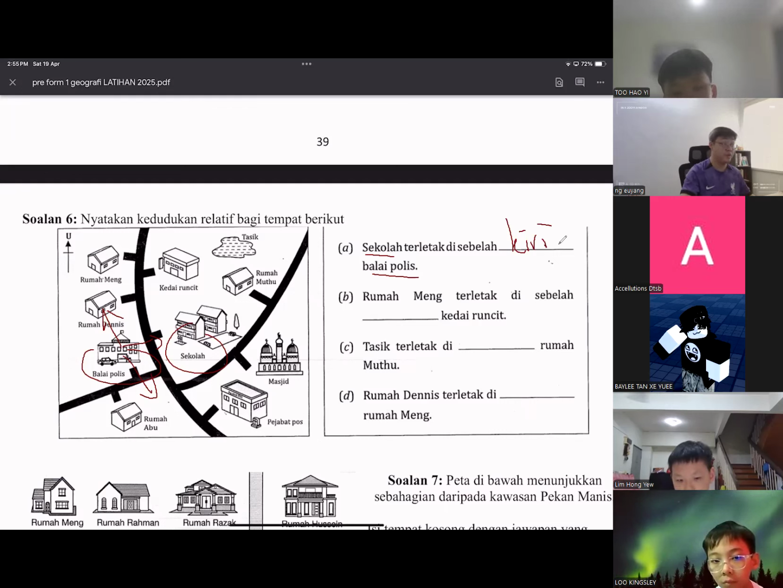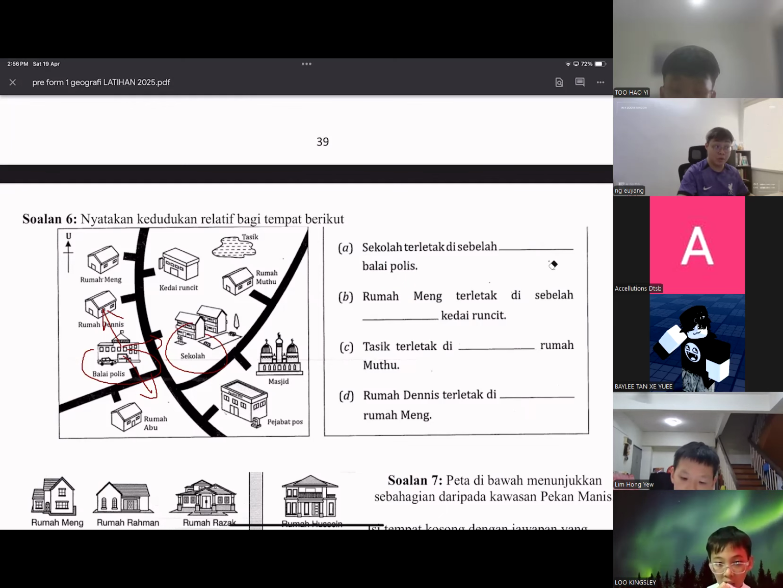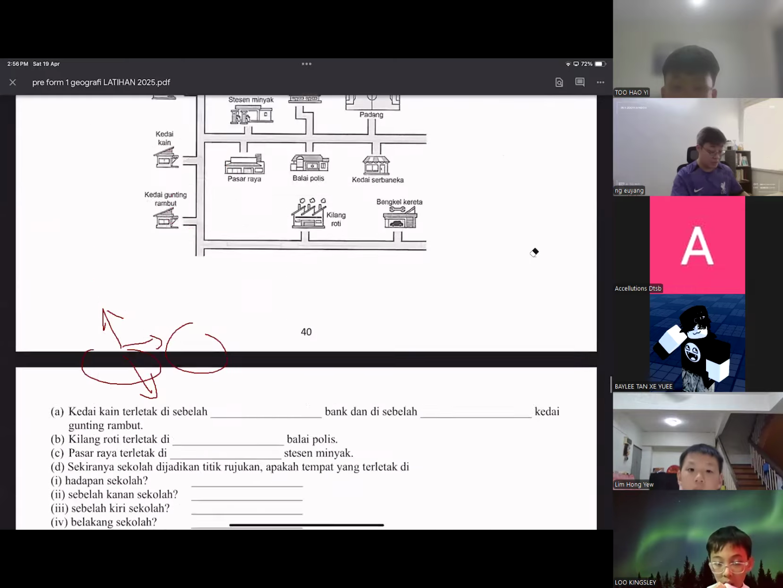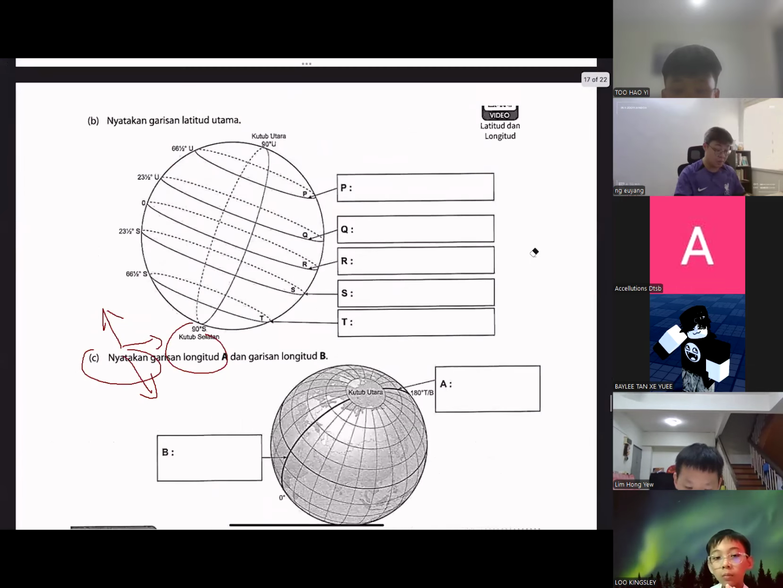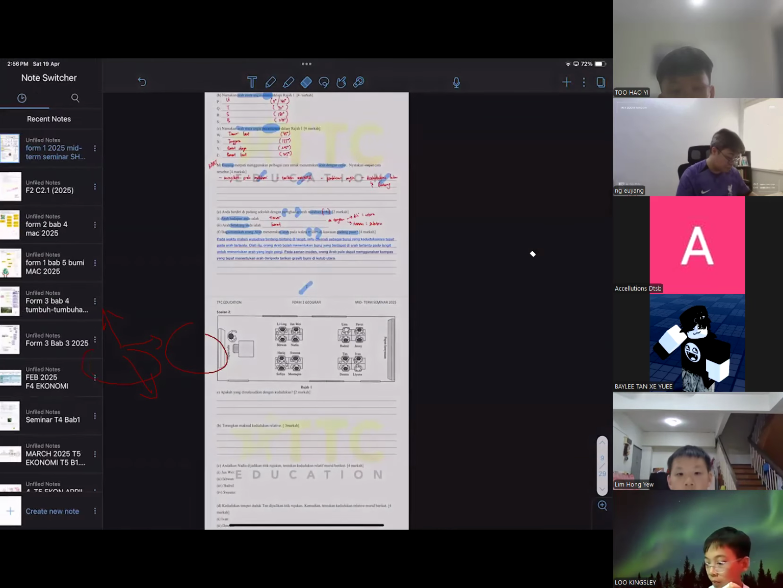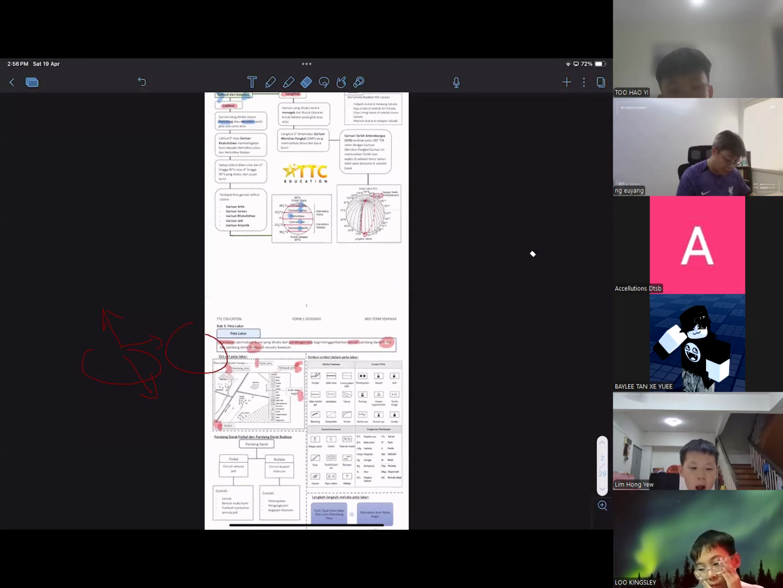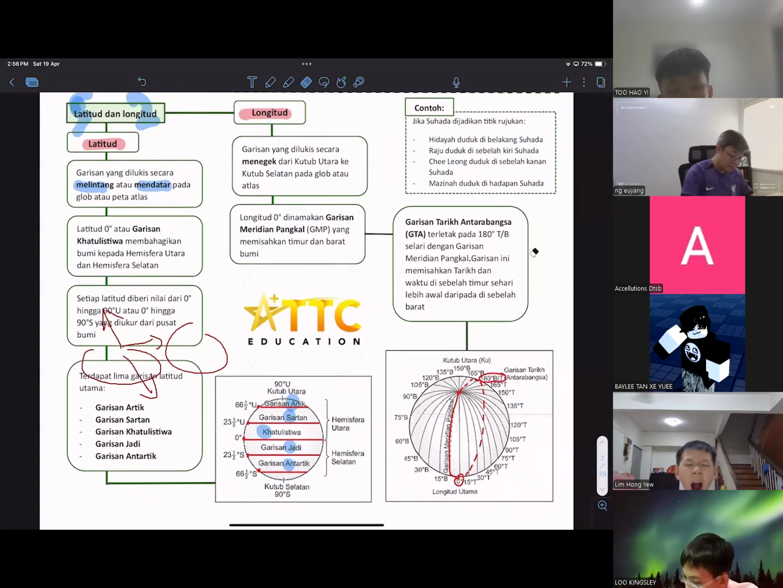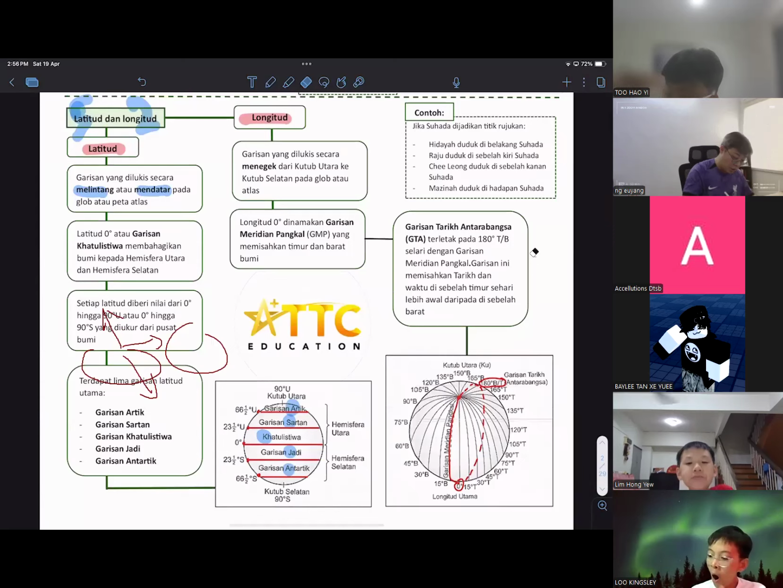So I'm not going to repeat for the kedudukan relative. Next one we move on to the latitude and longitude, because we have to learn how to combine the latitude and longitude to find out the kedudukan, as this kind of question will come up in your exercises. Okay? So back to the nota. We have 5 latitude. So this is all your latitude.